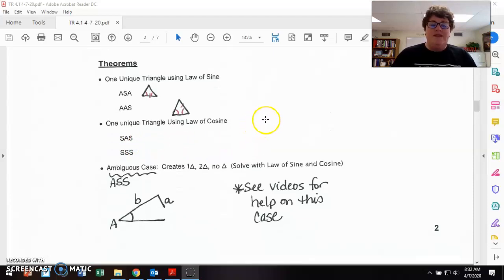And then we have the ambiguous case, which is angle, side, side, and you can call it ass. That's perfectly fine because it is a pain in the ass. And yes, I just said that. I would have said it in class too. The problem with the ambiguous case is it either creates 1 triangle, 2 triangles, or no triangles. So this is kind of our problem child. It can be solved with the law of sines and the law of cosines. We're going to solve it with the law of sines today.